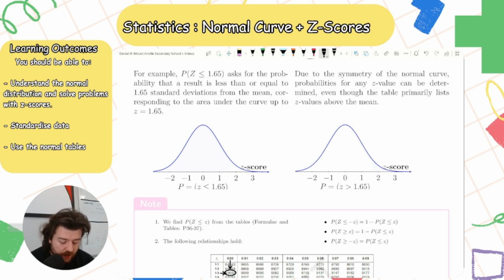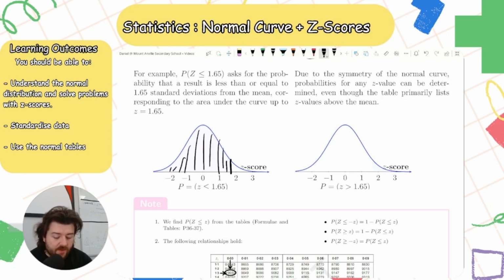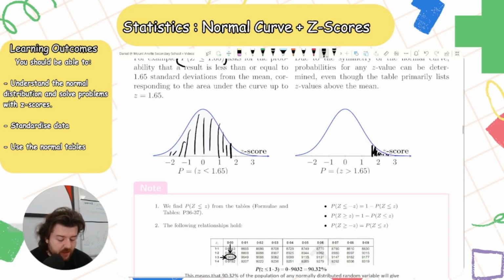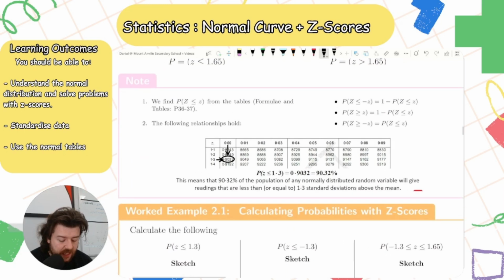So if I look this up in my log tables, I don't know if you can see the area here, but this area is what will be under my log tables. So we can only ever calculate probabilities where z is less than something. This other area just represents the probability that my data is above 1.65 standard deviations. So how do we calculate this?